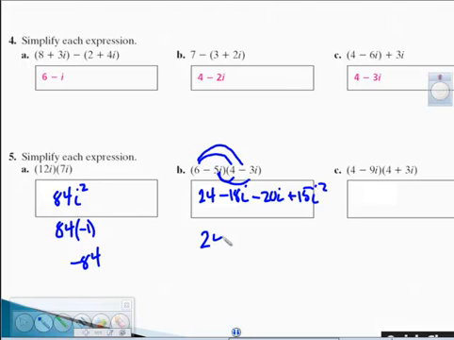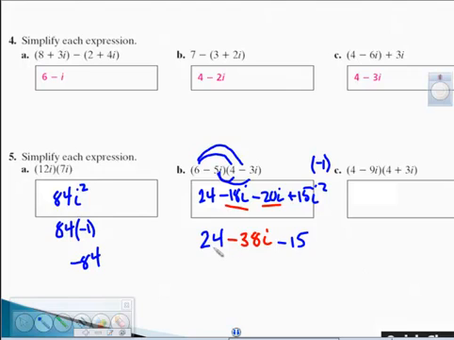Combine the like terms, so we have 24, negative 18i, negative 20i. So these two guys, you can combine these. So what is that going to be? Negative 38i. Okay. And then lastly, we've got something crazy right here. Notice that this is 15 times i squared, which is negative 1, right? The i squared is negative 1, so that's going to be a negative 15.